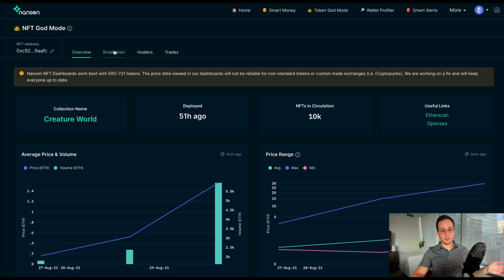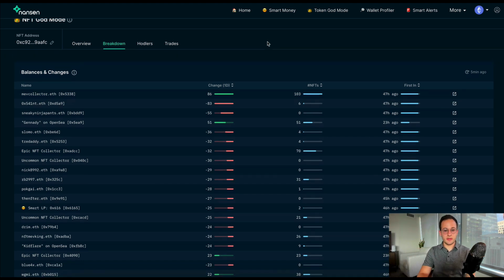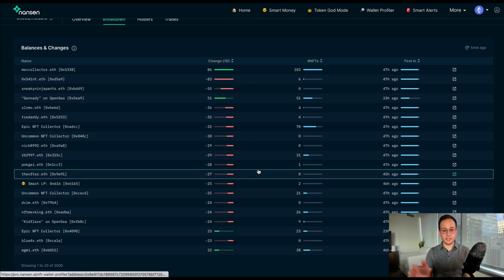So next up, we can switch to the breakdown tab, and this is really where Nansen shines. So you can see the actual balance changes of different notable NFT collectors. Now, a few interesting things here. You can see there's a couple people, notable people, that are purchasing a ton of these NFTs and haven't actually sold them. But you can see the majority of people that held a lot of these NFTs have already sold most of their collection. So maybe you might see this and think, well, maybe it's time to sell. Maybe everyone's getting out of this project because its time has passed.